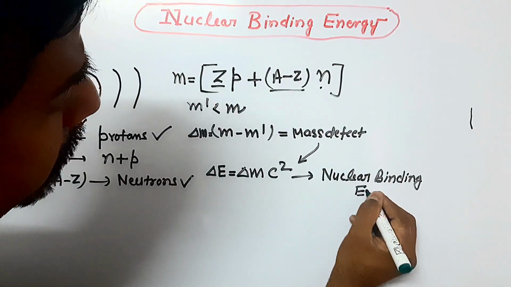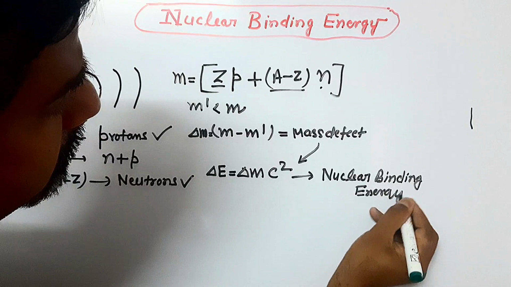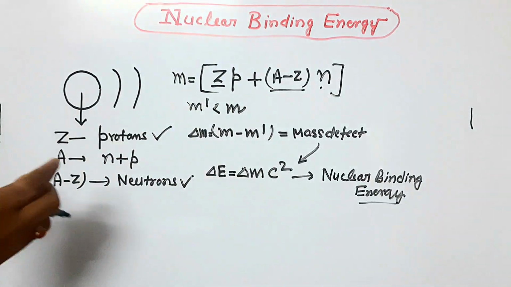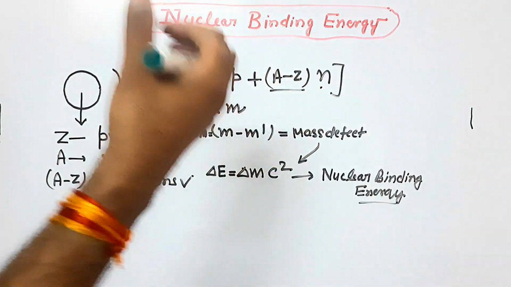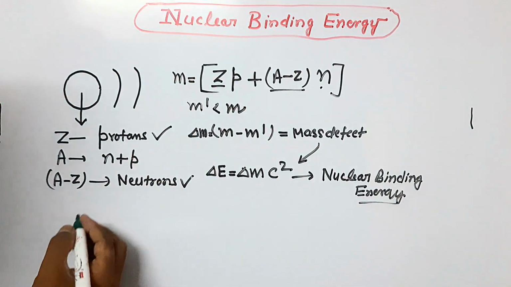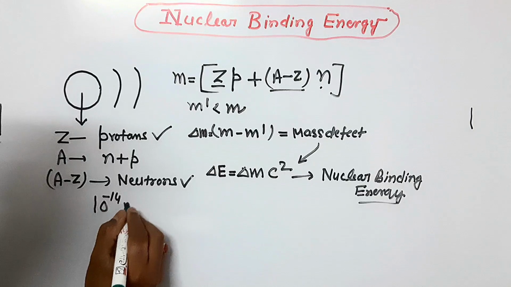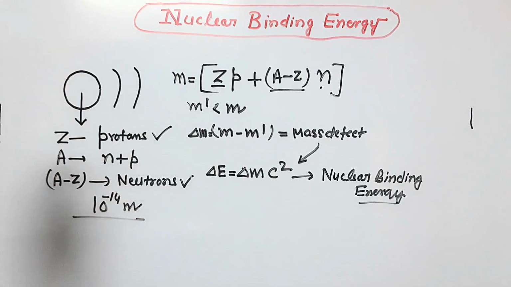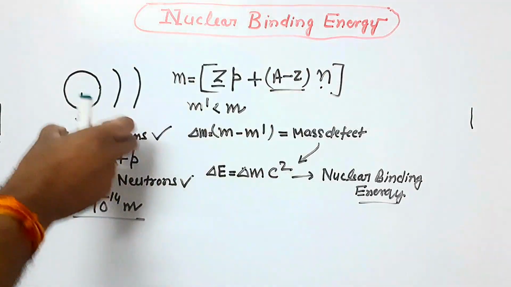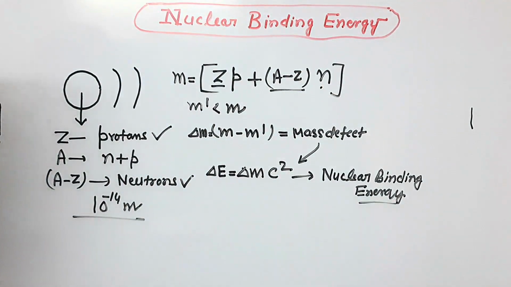And this nuclear binding energy is utilized in holding these nucleons together within a very short radius of around 10 to the power minus 14 meters. This is the order of the radius of the nucleus. So within this short range, all the nucleons are tightly packed with the help of this energy that is known as nuclear binding energy.